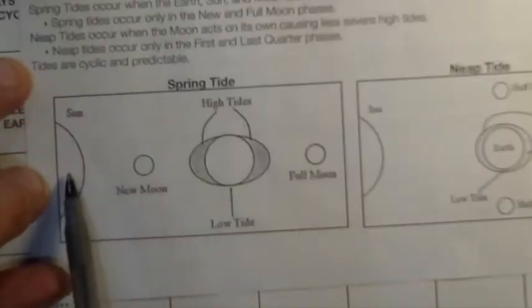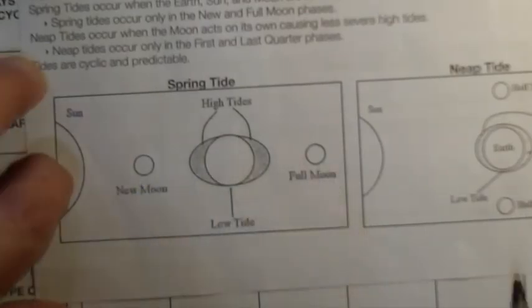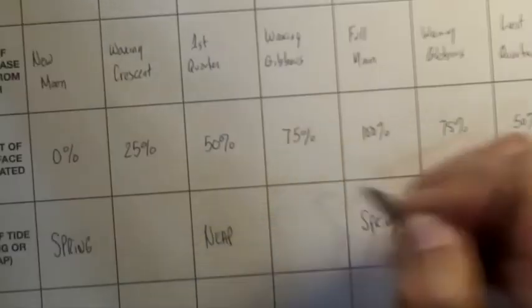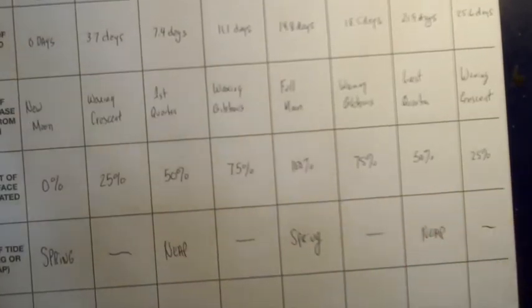Type of tide, spring or neap. Spring tides are going to occur when the Sun and the Moon and the Earth line up. During the new moon phase and the full moon phase, we'll have spring tides. Neap tides are going to occur during the first quarter moon or the last quarter moon. Possible eclipse type. Lunar eclipses may occur during a full moon. Solar eclipses may occur during a new moon.